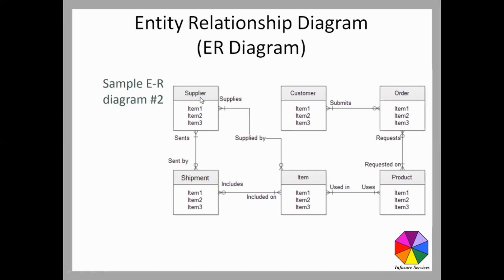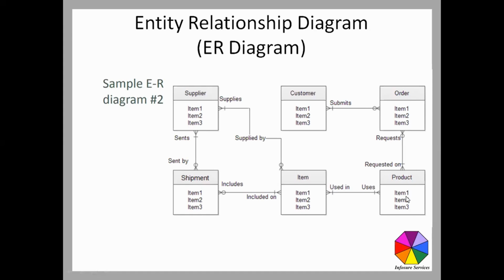So here, one supplier supplies, goes down here. You see there is something pointing like that, so one supplier can supply many items. One customer can have many orders. One shipment can have many items. So if you see this, this is a shipment, it will have its own columns. This is supplier, it will have its own columns. Customer will have their own columns, orders.